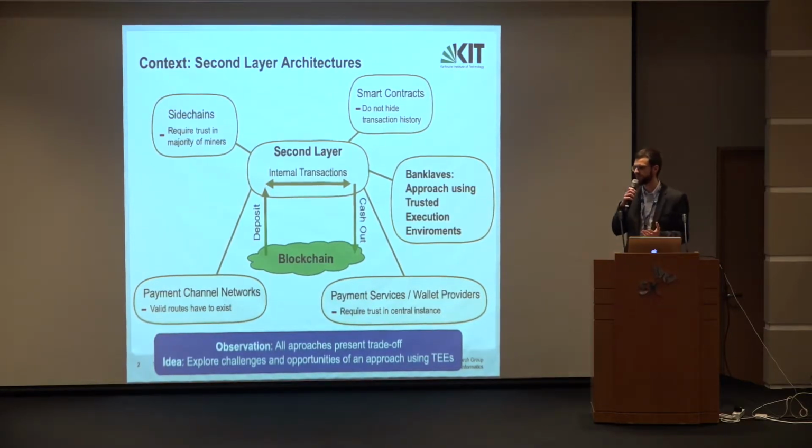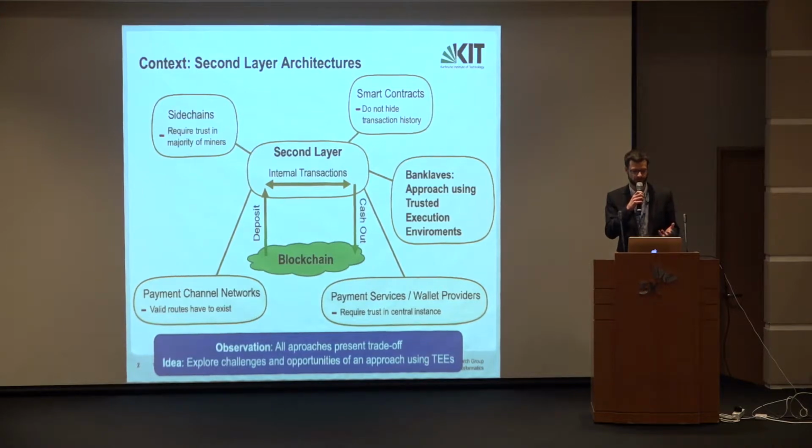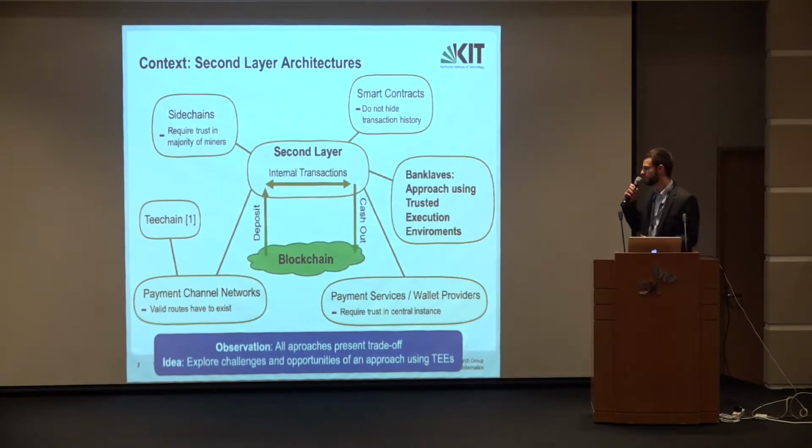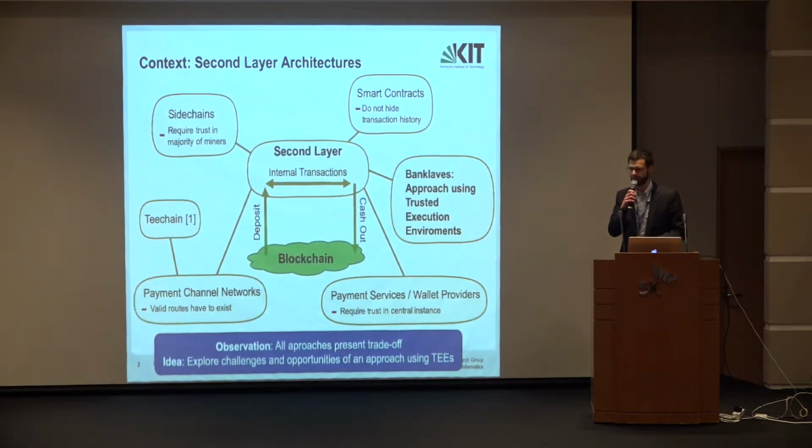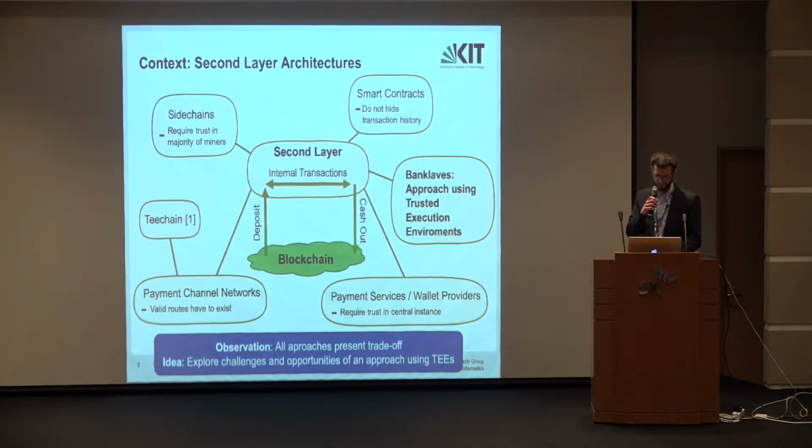Maybe you already know a second layer architecture using trusted execution environments. This is TeeChain. And we would put TeeChain in our picture here because TeeChain implements a payment channel network. So it is especially a payment channel network. And what we are looking at is a more generic approach: we don't want to implement a payment channel network, but a more general second layer architecture. And BANKLAVES is more influenced by thinking of a payment service.